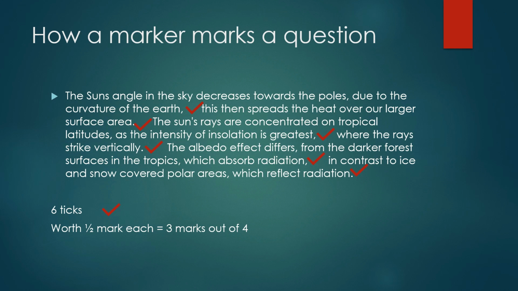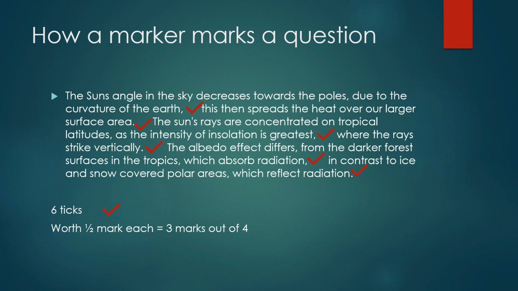Another point could be the sun's rays are concentrated on tropical latitudes, as the intensity of insolation is greatest where the rays strike vertically. So again, that's another way of explaining that in the tropics, there is more intense insolation, because the rays of the sun are striking vertically.